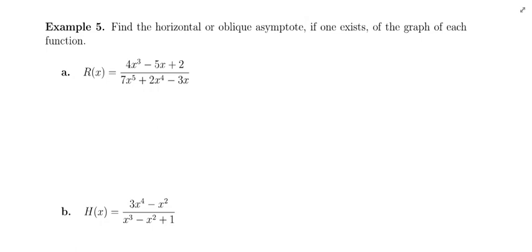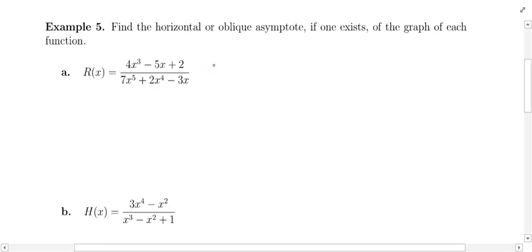this example. All right, in part A, our rational function is r of x is equal to 4x cubed minus 5x plus 2, all over 7x to the 5th plus 2x to the 4th minus 3x. In finding horizontal and oblique asymptotes, it's all about comparing the degree of the numerator to the degree of the denominator. So when I look at this particular rational function, the degree of the numerator, that's the highest power of x you see in the whole thing, it's degree 3 over degree 5.